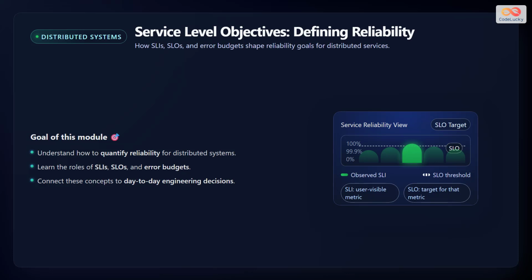Welcome to this comprehensive guide on service level objectives and service level indicators. Understanding SLOs and SLIs is crucial for anyone working with production systems, whether you're a developer, operations engineer, or system administrator. In this video, we'll explore what these terms mean, why they matter, and how to implement them effectively in your organization. By the end, you'll have a clear understanding of how to measure, monitor, and maintain reliable services.